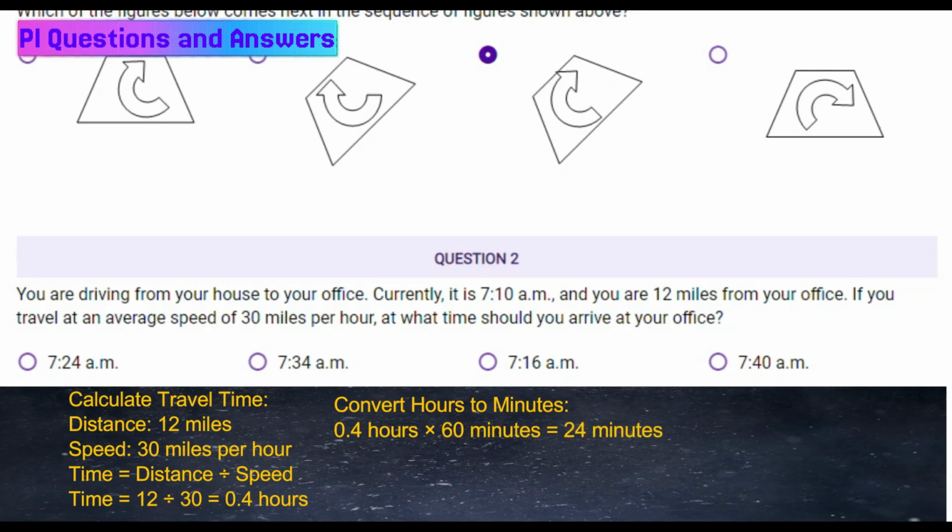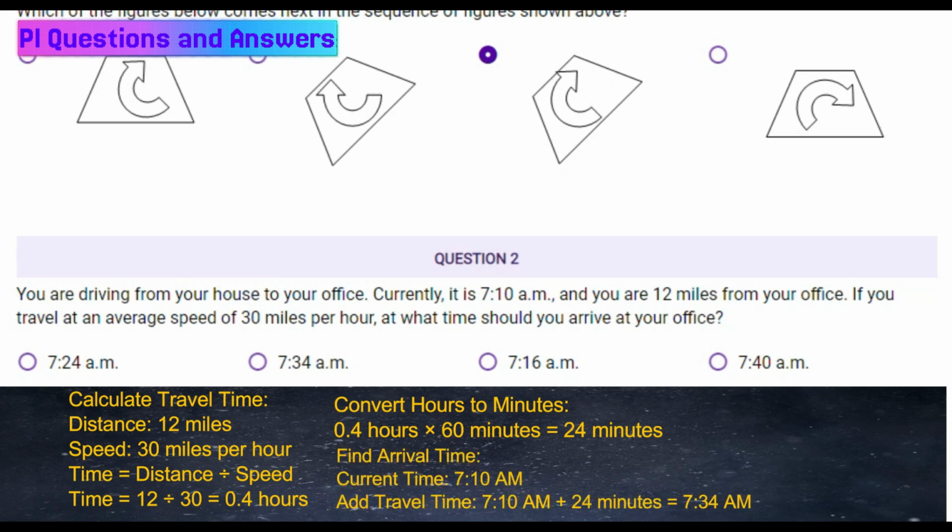Convert hours to minutes. 0.4 hours multiplied by 60 minutes equals 24 minutes. Find arrival time. Current time, 7:10 a.m. Add travel time, 7:10 a.m. plus 24 minutes equals 7:34 a.m. Final answer. You will arrive at your office at 7:34 a.m.